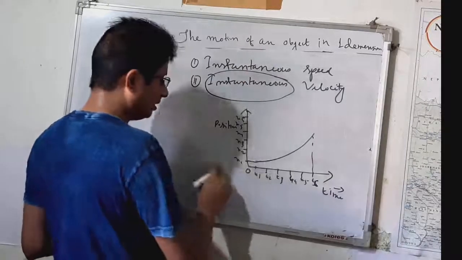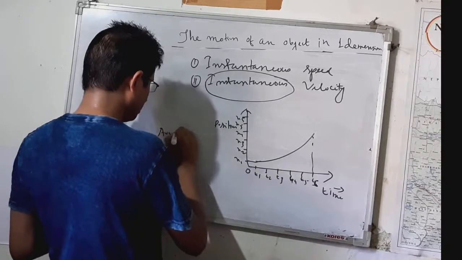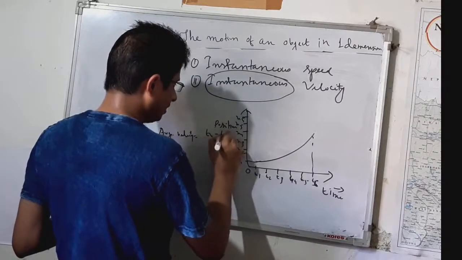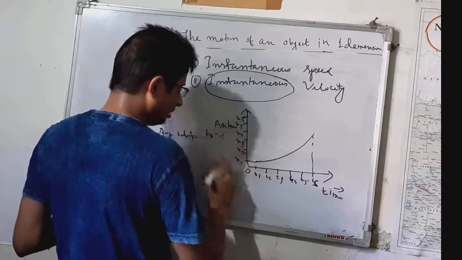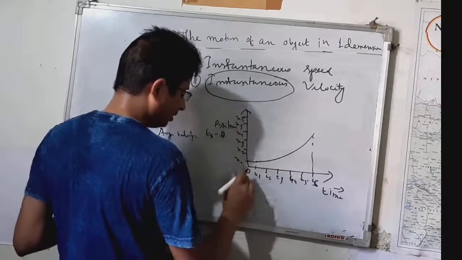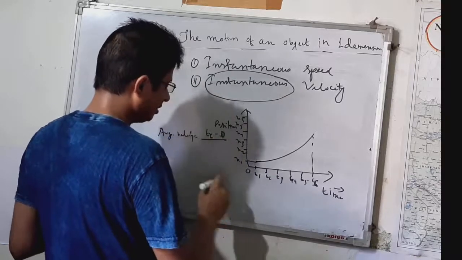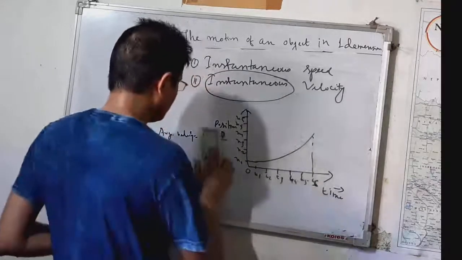So the displacement average velocity is equal to t6 by t0. So this is 0. So t6 minus 0 divided by, sorry.